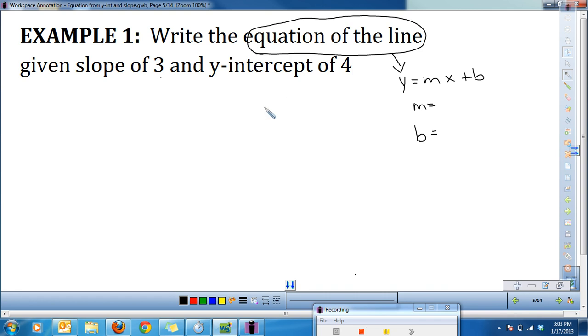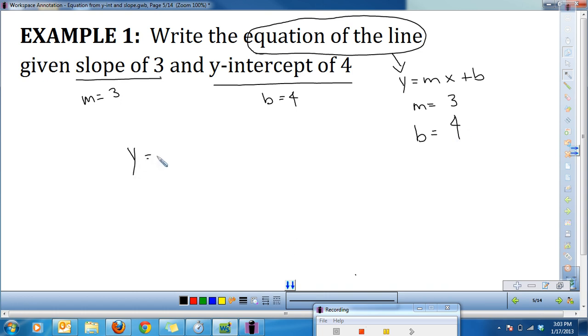Now I'm going to read and see what it gives us. It tells us a slope of 3 and a y-intercept of 4. So slope is m, so I know that m is 3, and y-intercept stands for b, so I know that b is 4. So I have been given both the things I need to write an equation.